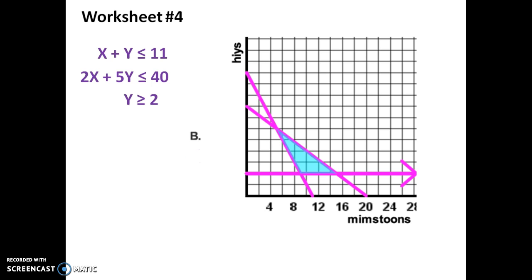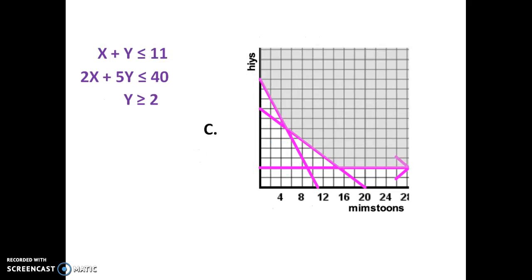So we'll look at B. Here we need to be above y is greater than or equal to 2, and we definitely have that, so we're good to go for that one. Next, we can test x plus y less than or equal to 11. So here we need to be below the green line, but we are above the green line, so this is not the correct graph.